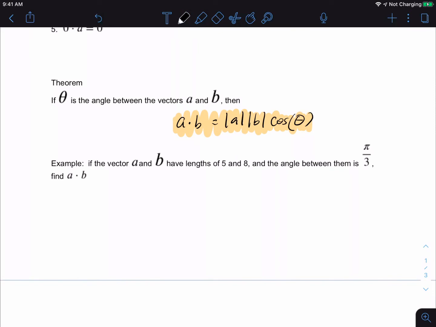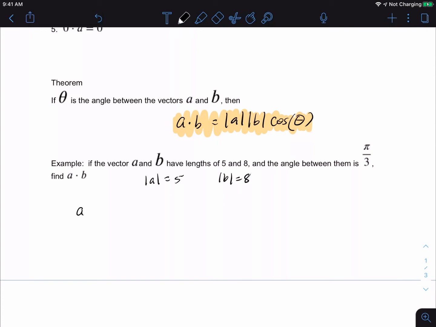Okay, so if I give you two vectors and I have the lengths being 5 and 8 respectively with an angle of pi over 3 between the two vectors, how do we find the dot product? Well, one thing that we need to know is that the length is the same as the magnitude. So we know the magnitude of A and we know the magnitude of B, and we have the angle.